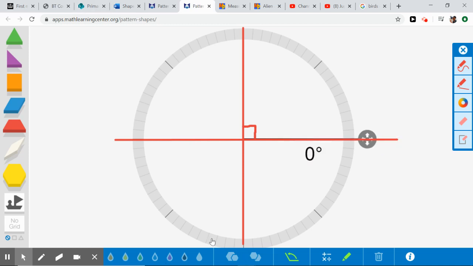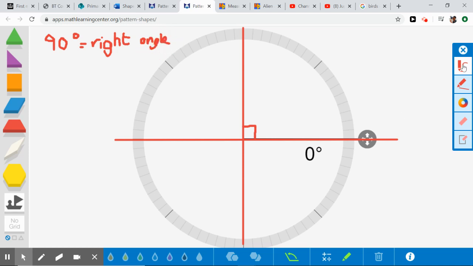Just like that. So we have 90, which is a quarter turn. And actually, that's a right angle. So I'm going to write right angle here. You see, this is a right angle here.